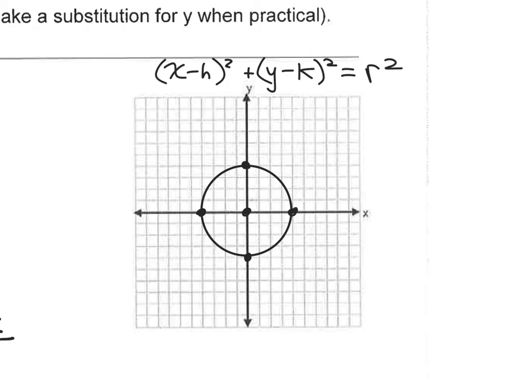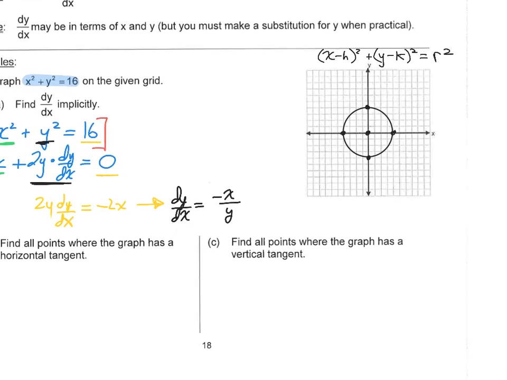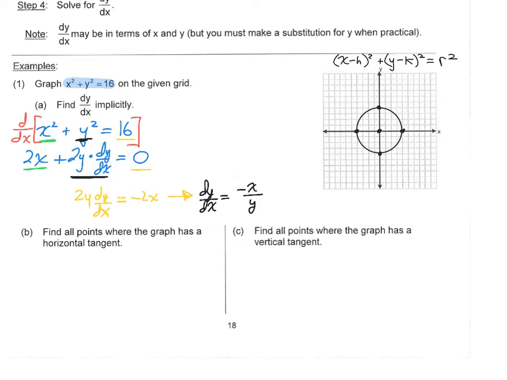There we go. Good looking circle right there. All right, it says find all the points where the graph has a horizontal tangent. What do you know about the slope of a horizontal line? 0. So dy/dx should be equal to 0. All right, so I have a dy/dx.